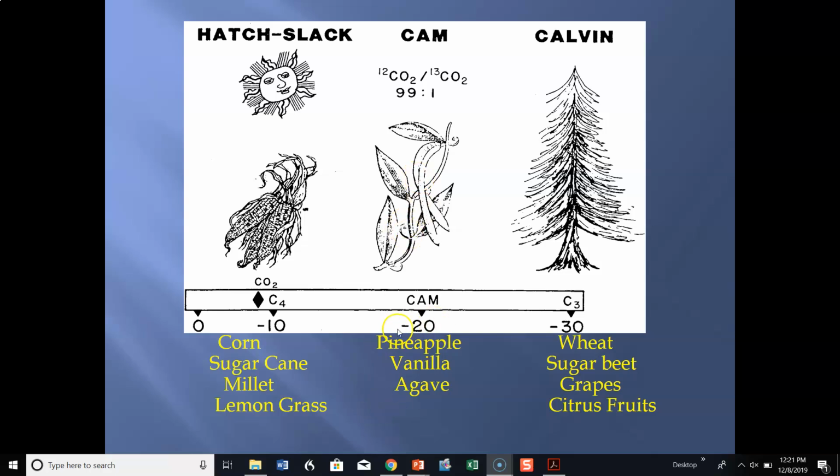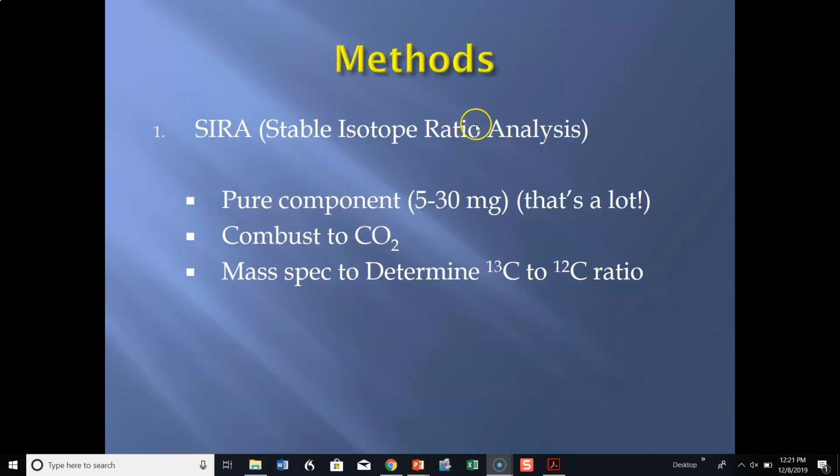And if a plant material comes from pineapple, vanilla, or guava, okay, it falls in another category, or wheat, sugar beets, grapes, and citrus fruits. So you can look at the ratio of carbon-13 to carbon-12, and know what type of plant a certain material came from. And so what we can do is look for these ratios.